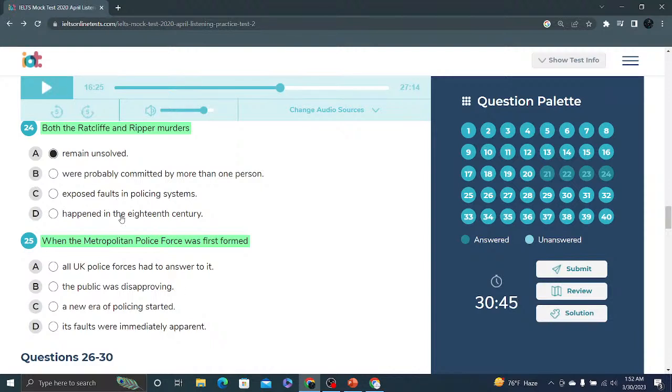Okay, so she's saying the creation of the Metropolitan Police Force was a turning point in English law-keeping. Okay. So I think it would be C, because in the options it says a new era of policing started, and she was saying the creation of the Metropolitan Police Force was a turning point in English law-keeping. Okay, so let's listen to it once again.